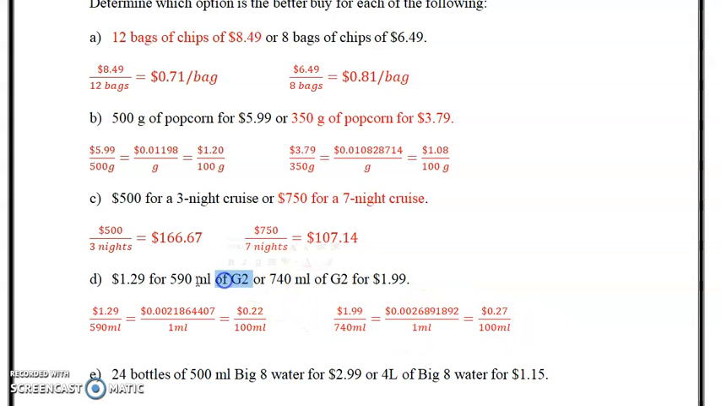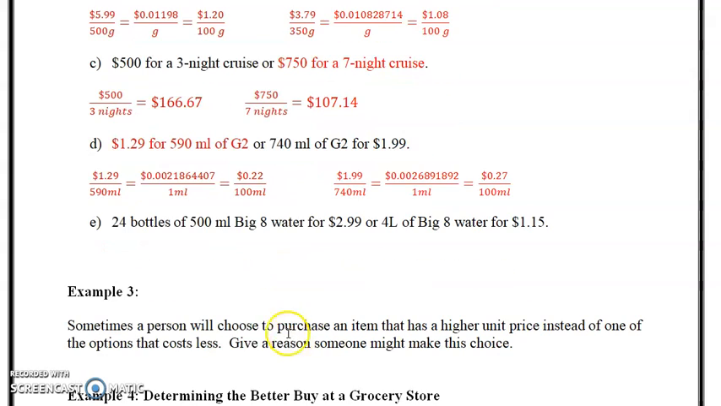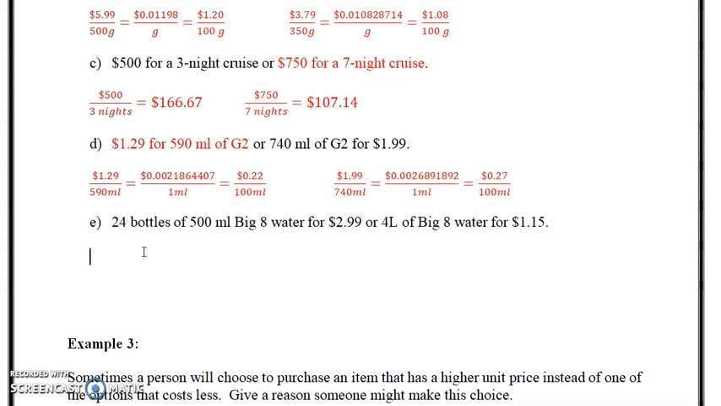So the better buy is actually the smaller of the G2s. This could be on sale. We don't know, right? We're not sure. And again, maybe you only want that amount. I don't know. I know there's not a whole lot of difference, but there's different reasons. And that's what we're going to talk about in example 3.